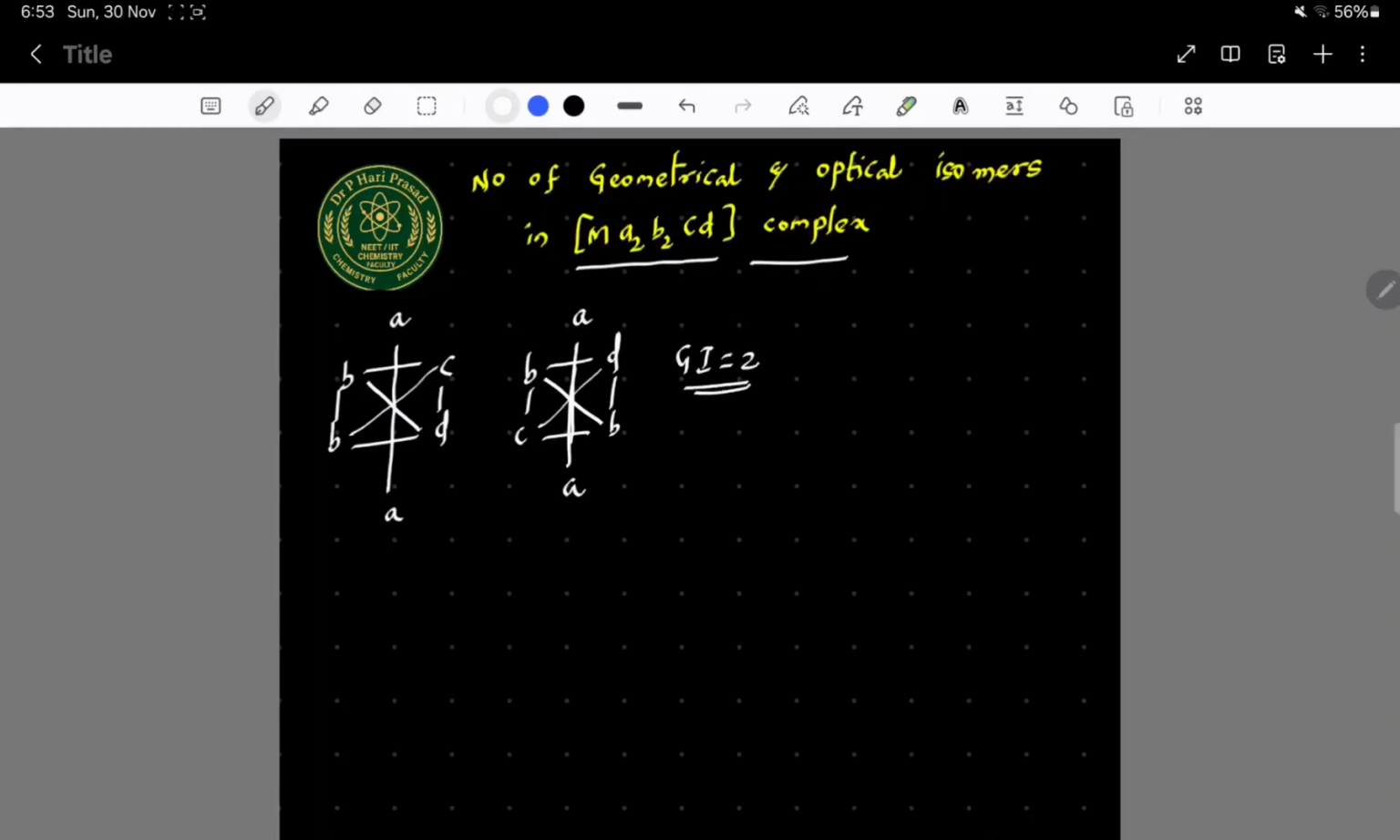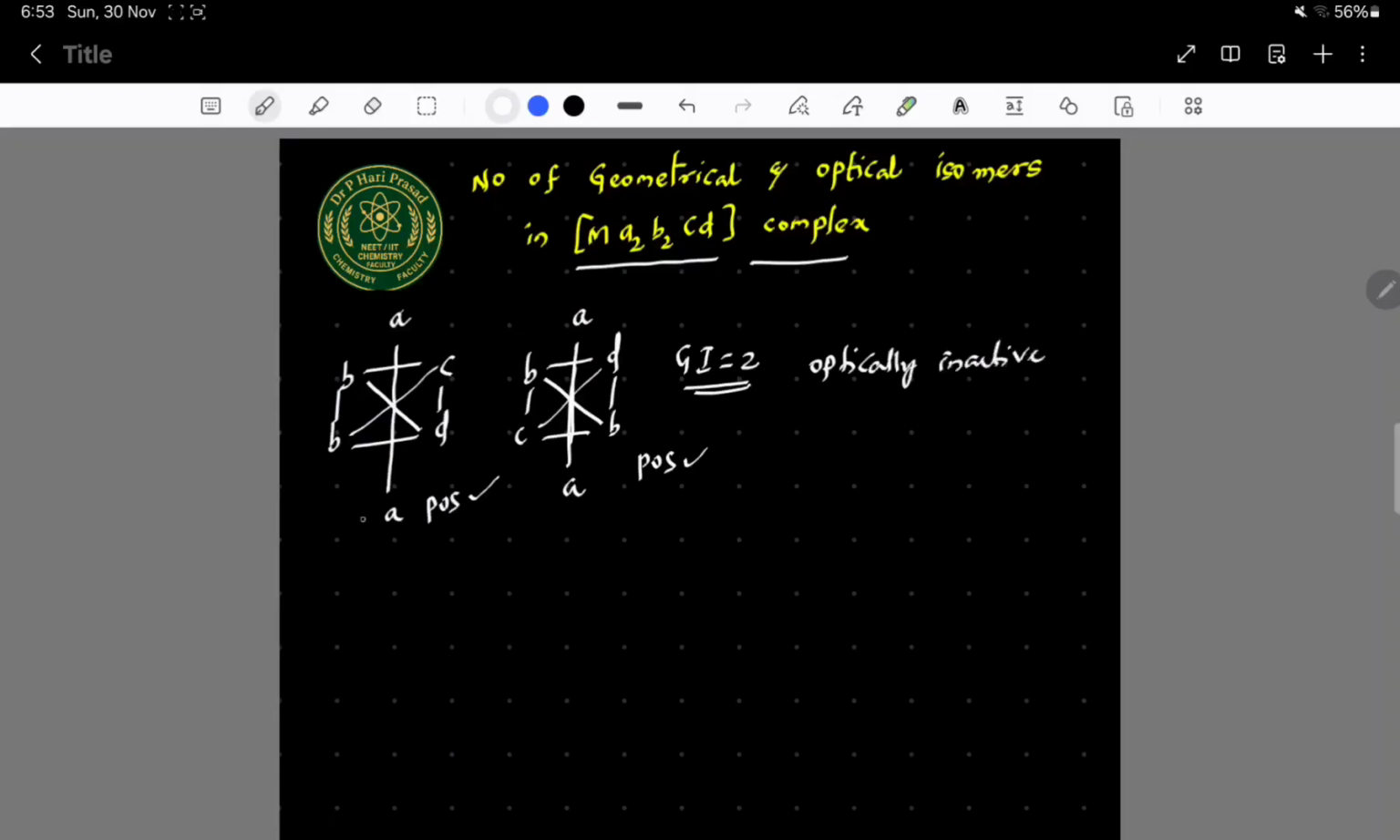Now here the possible number of geometrical isomers for A2A trans we are writing as 2. Now look at student, if the same ligands are trans to each other, generally the plane of symmetry is present. Plane of symmetry is present, student. So these two are optically inactive. My point is very clear. It is optically inactive.